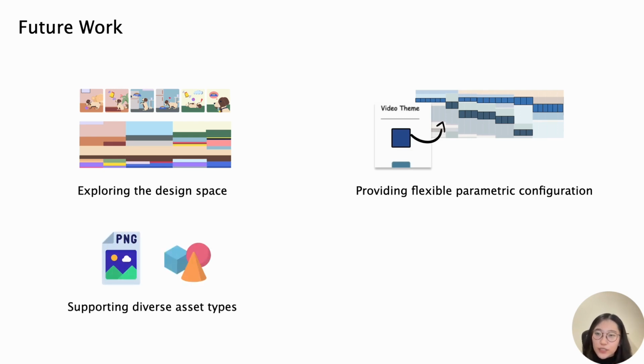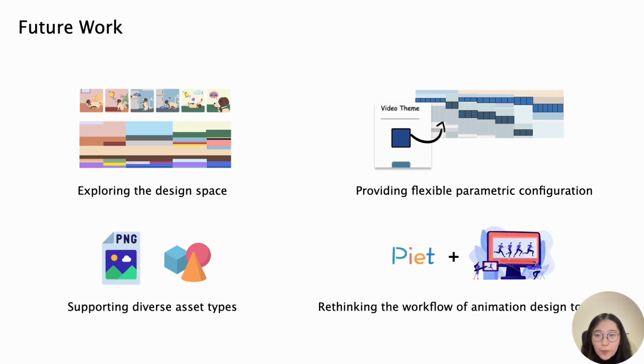Next, we could potentially expand Piet to handle not just SVGs, but also raster images, 3D assets, and GIFs. Lastly, we aim to integrate Piet with animation design tools to foster a closer relationship between color choices and animations. This could mean, for example, that if a designer decides to use brighter colors to create a vibrant atmosphere, they might also tweak the animations to match this energy.